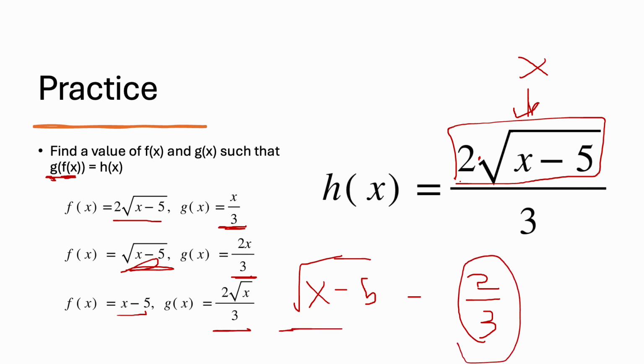Because if we're plugging f of x into g of x, and there's no x in g of x, then there's nowhere for us to plug it in, right? So this has to be 2 times x over 3. So yeah, that's composition of functions.